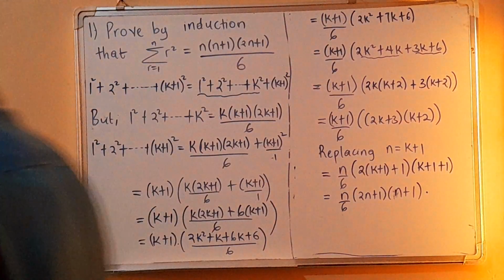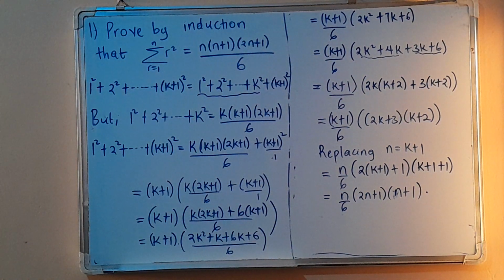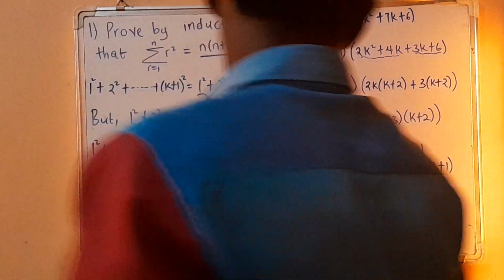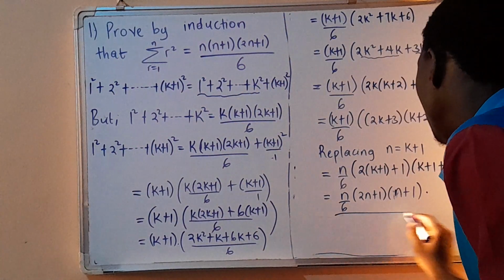Let me try to check the question. The question is having n plus 1, 2n plus 1 over 6. Yeah, it's having that. So this is the required result.